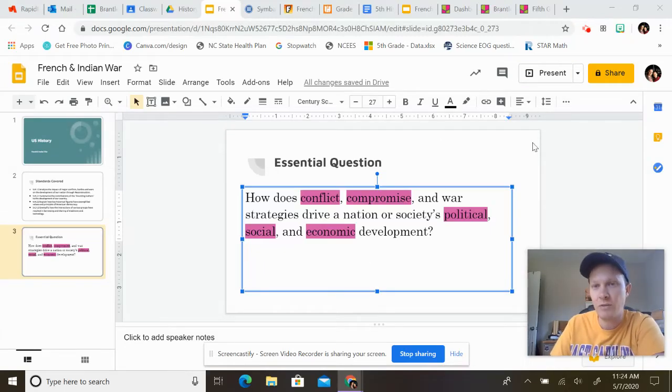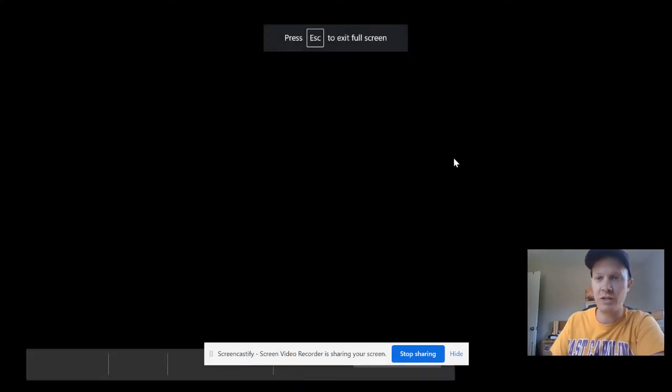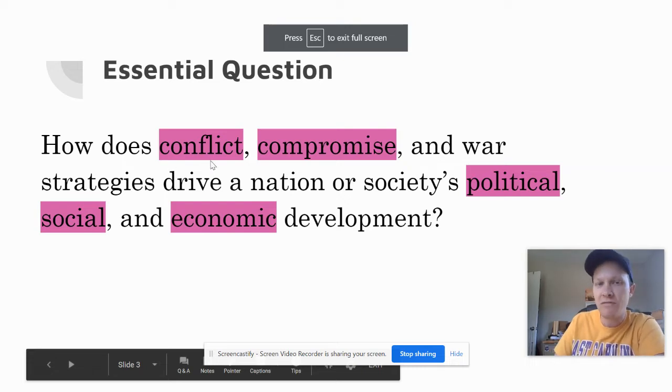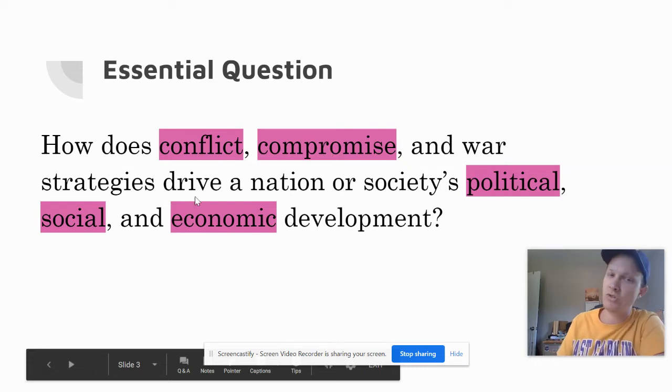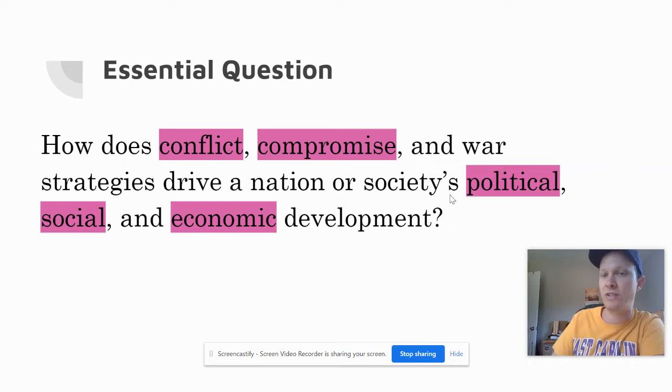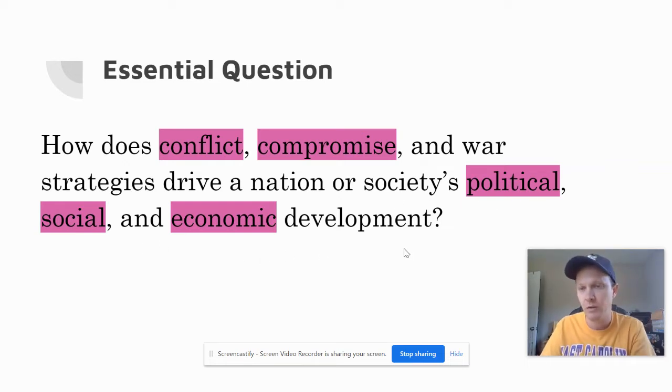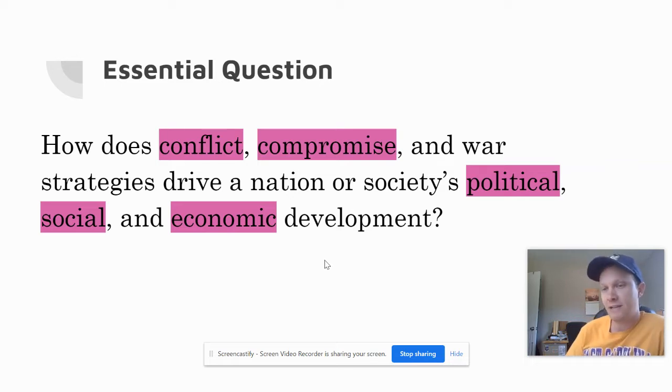So this is a loaded question for the essential question here. It says, how does conflict, compromise, and war strategies drive a nation or society's political, social, and economic development? Well, you're going to get the entire lesson to try to figure out the answer to that question. So I don't anticipate that you're going to know the answer to that right now.